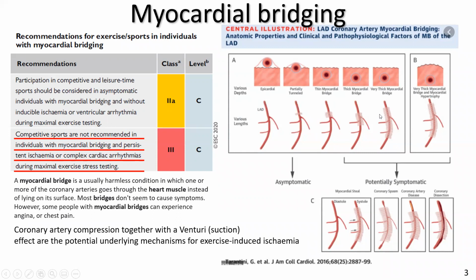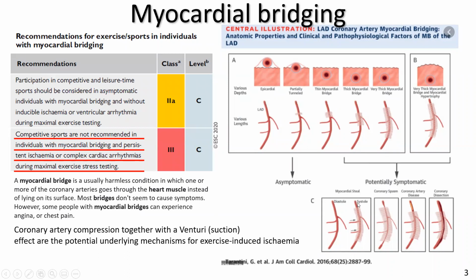As the amount of tunneling increases, you can imagine that at some parts of the cardiac cycle, these arteries are physically squashed. So even in the absence of coronary artery disease, the physical squashing of these arteries can produce symptoms of ischemia, such as angina or chest pain. And so the more severe forms of bridging can become symptomatic.